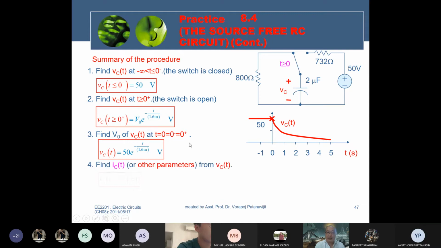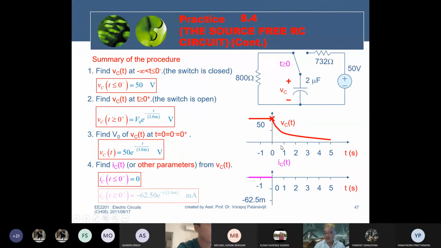Next, the question asks you for iC. For time less than 0, iC equals C dV by dt. For time less than 0, Vc is constant, so its derivative is 0 too. For time greater than 0, Vc is decreasing. Therefore, its derivative, which means the slope of that graph, is decreasing, so it becomes negative. iC will be decaying, and you can see what happened to them.